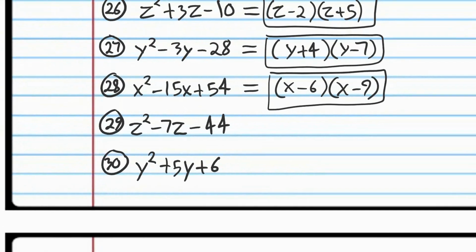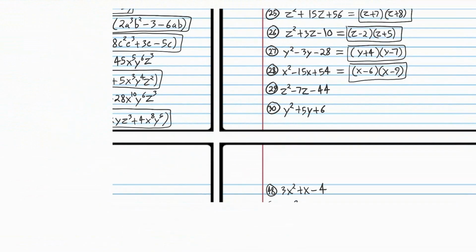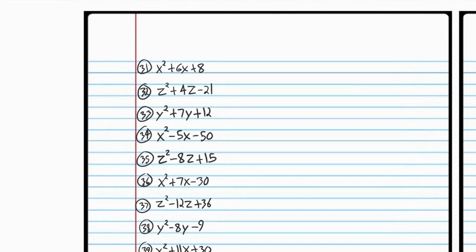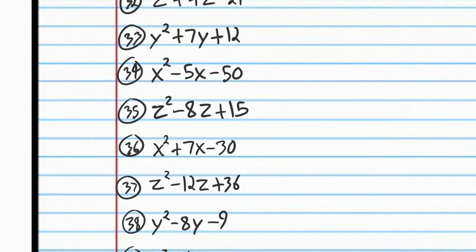So why don't you try another one of those? Let me find one where there's a negative in the middle and a positive on the end. So why don't you try 35, and when you come back, we'll do it together. All right, we're back.